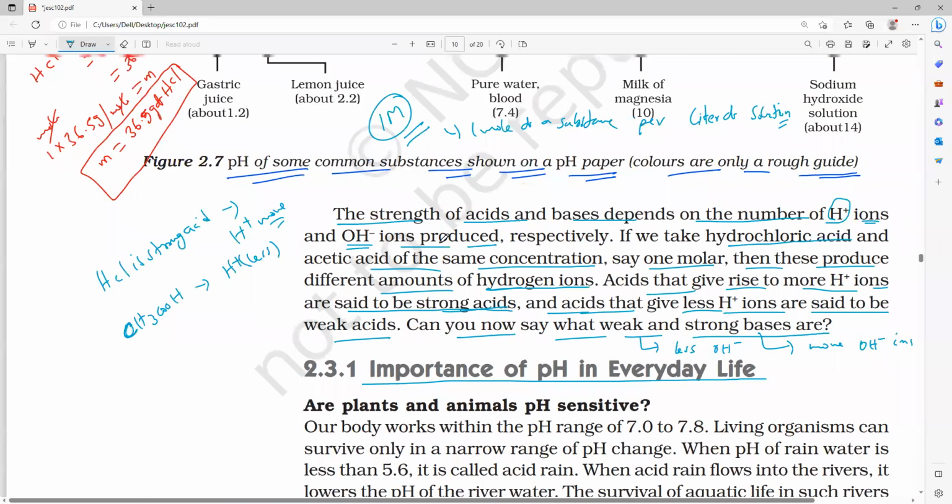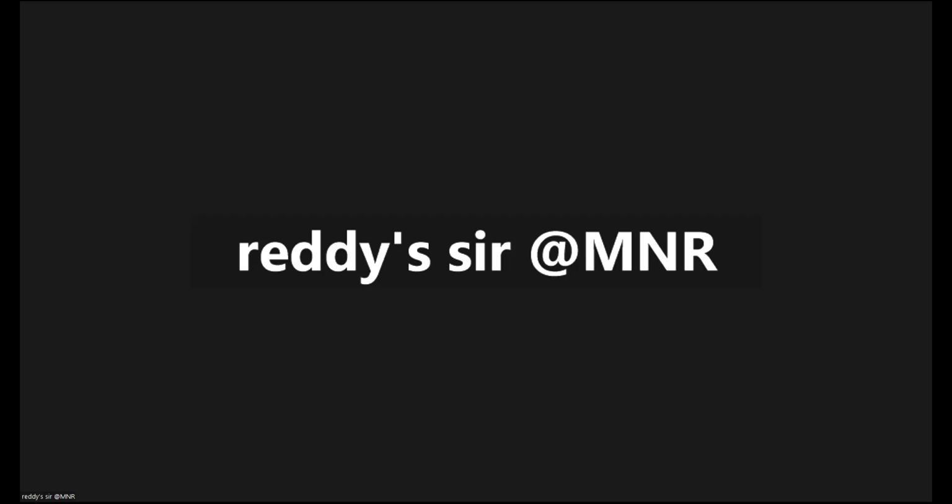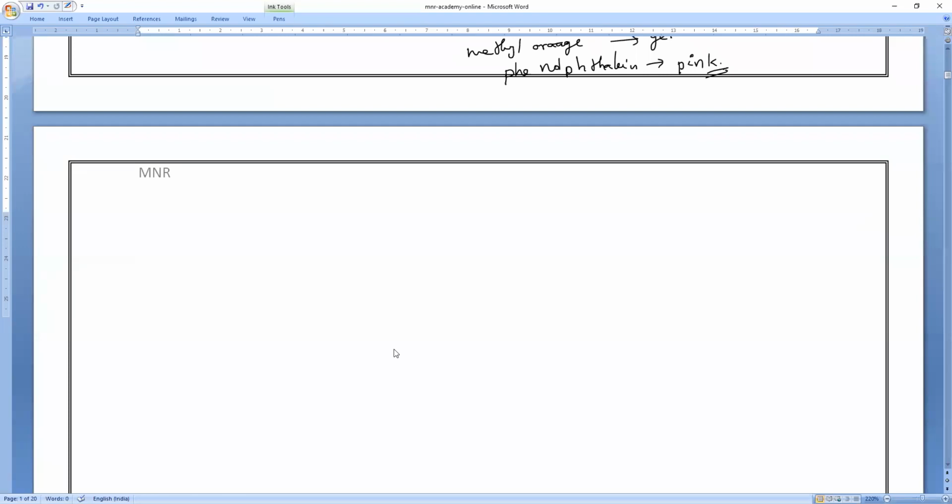Now we are going to study the main indicator, which is a common indicator throughout the world, which is used to refer to that: the universal indicator. Universal indicator. So please write it.